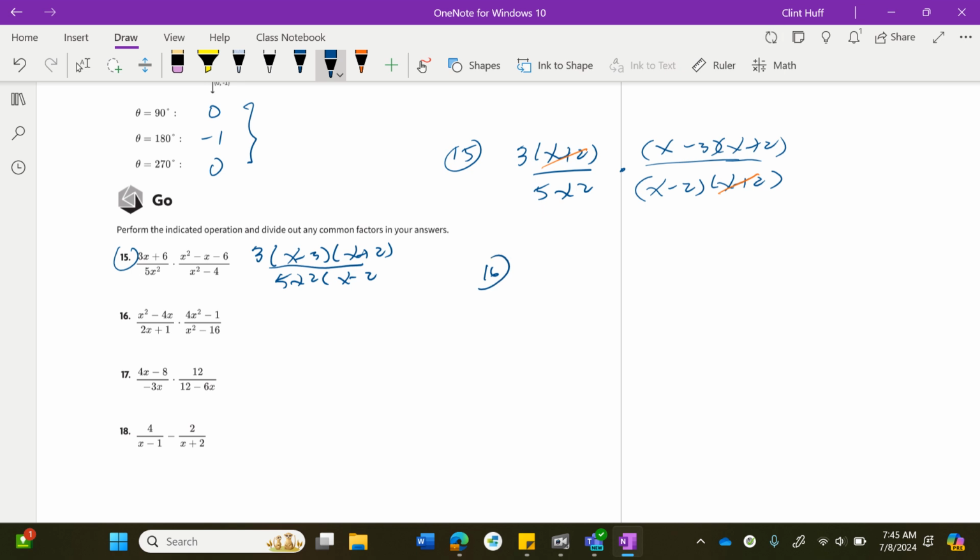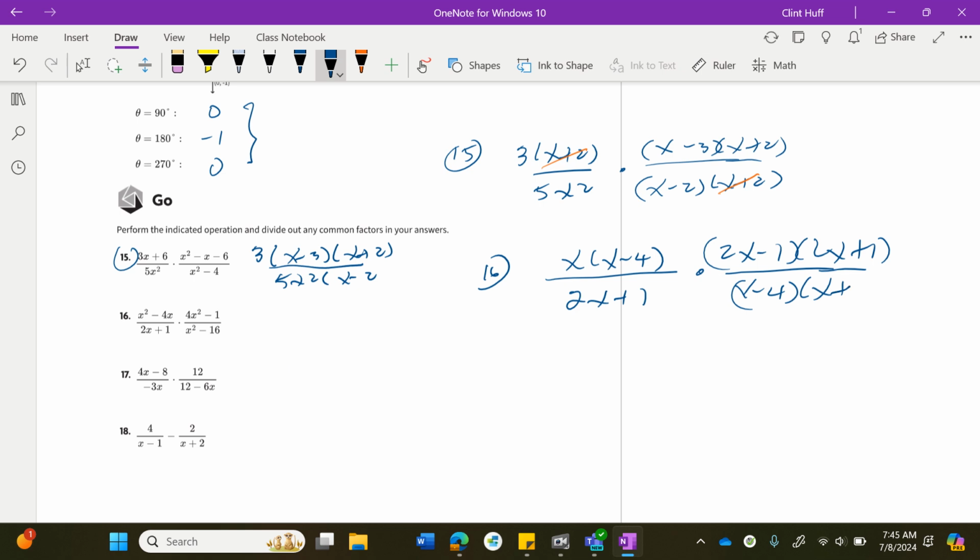Okay, on number 16, this is again multiplication. I'm going to factor an x out of my numerator in the first fraction. I'll leave the denominator alone. Difference of squares in this numerator. And the difference of squares again. All right, so now let's see what we get.